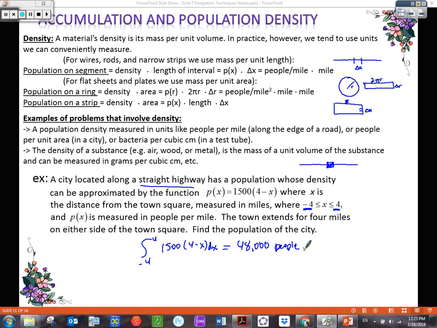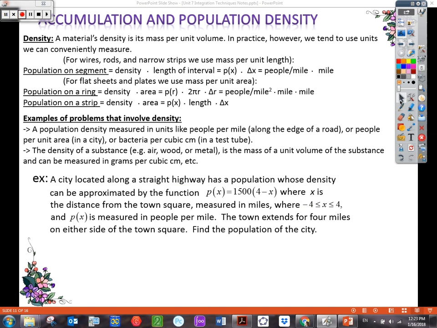Okay, so this is the simplest one. This is one on a segment. And do we see how we know it's a segment? It's because it says straight highway and it's not talking about a width or anything. So that tells us it's on a segment. Okay? All right, let's go to the next page where we have some more examples.